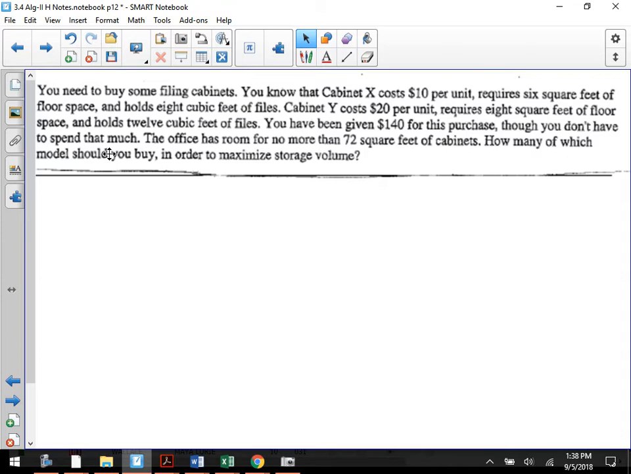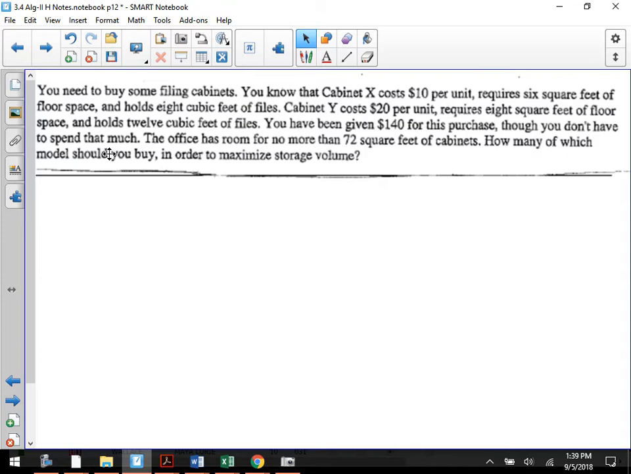Volume. You have been given $140 for this purchase, though you do not have to spend that much. Which means, can you spend $140? Can you spend less than $140? Yes. So is that less than or equal to $140 or greater than or equal to $140? See, this is how you're getting the words out of this. Then the office has room for no more than 72 square feet of cabinets. How many of which models should you buy in order to maximize storage volume?